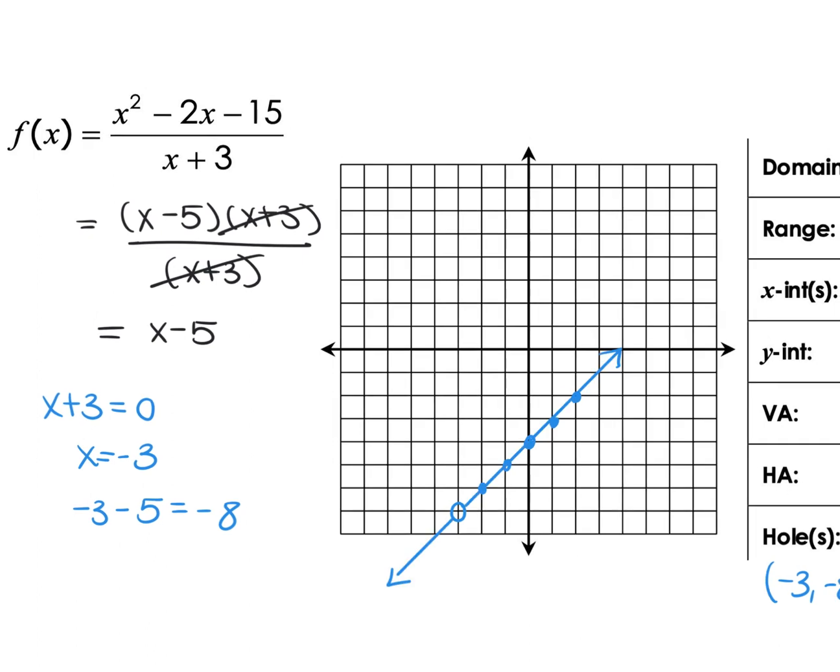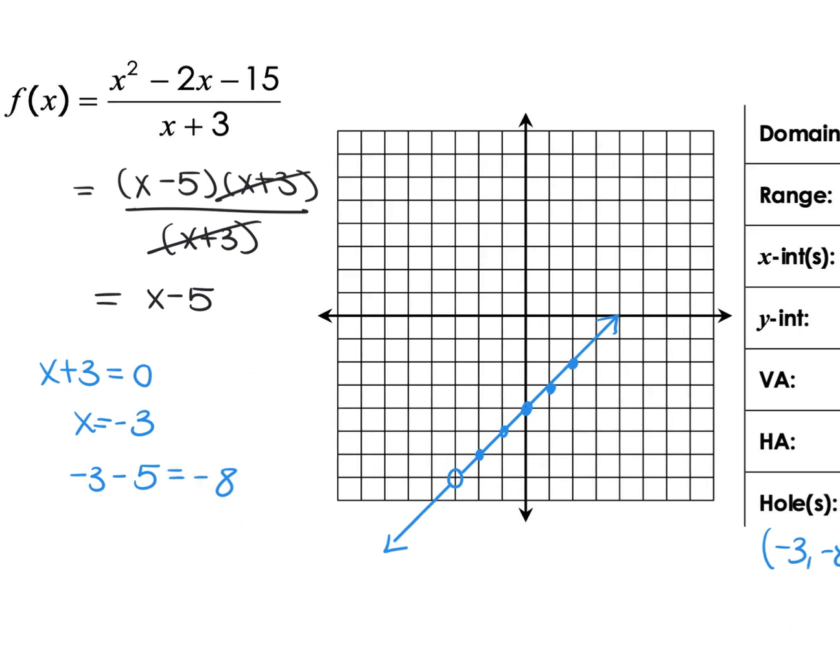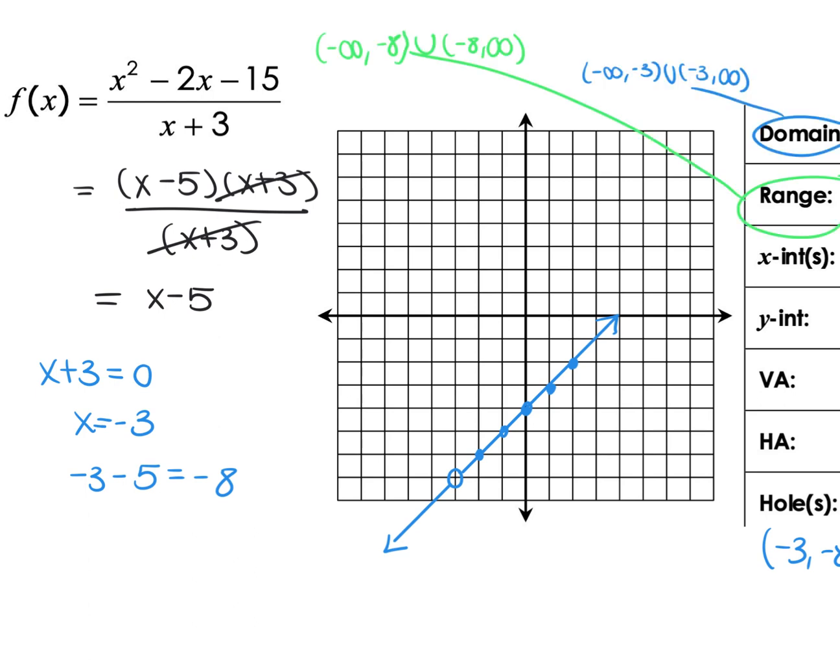So we can go ahead and do the domain. The domain is going to be from negative infinity to negative 3, union negative 3 to infinity, and then the range is negative infinity to negative 8, union negative 8 to infinity. And then our x-intercept, we have 5, comma 0. And then our y-intercept, we have 0, comma negative 5. We have no vertical asymptote and we have no horizontal asymptote.